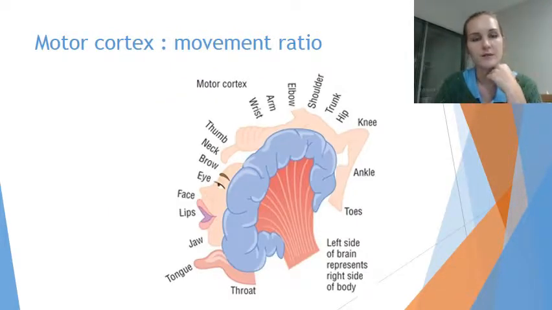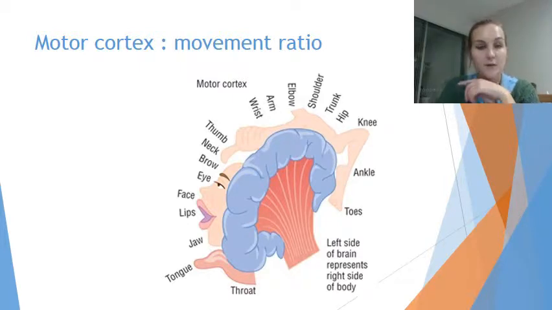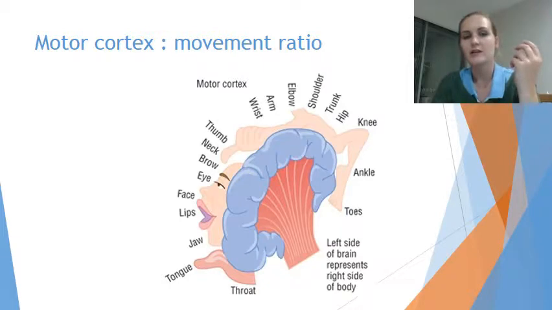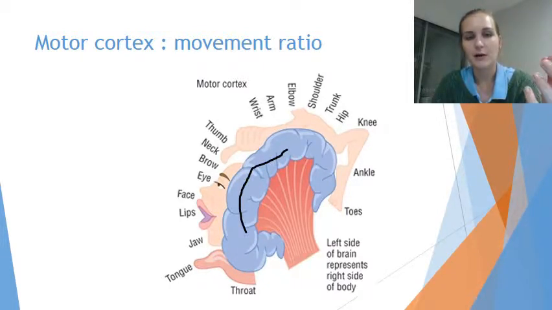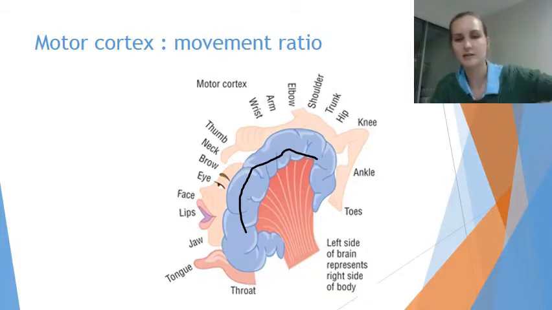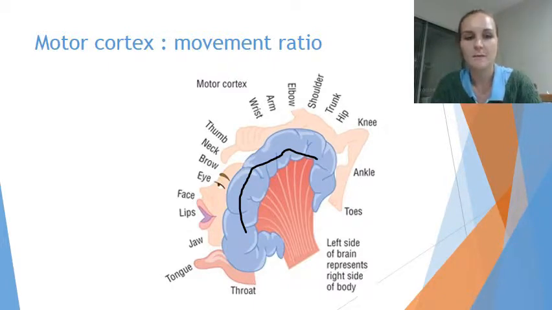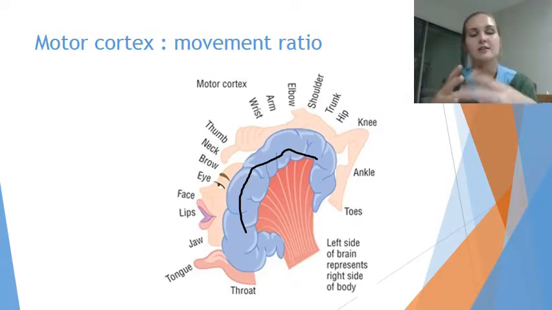Now, this is just for your own interest's sake, just to get an idea of the motor cortex. So what this is, you can see this blue part here is the actual motor cortex. So it's the part, if you slice the brain, that's the little outside part of the brain. And it's showing what parts of the brain correspond to what parts of the body in terms of motor actions.